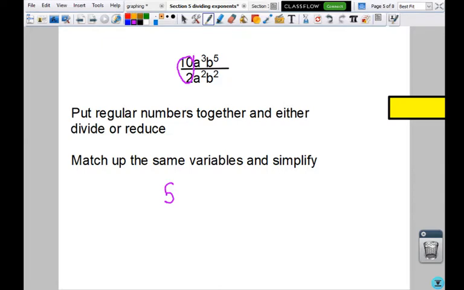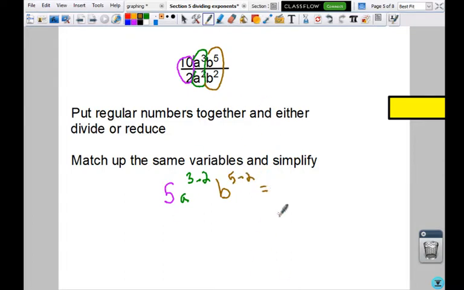After you take care of your regular numbers, match up the same variables. So I'm going to put together the A's. I'm going to have A to the 3 minus 2. If you can do this part in your head, you don't need to write this down. I'm just not skipping steps. So we do 10 divided by 2. Alright, so I put my A's together. I'm also going to put my B's together. B to the 5th over B squared is B to the 5 minus 2.